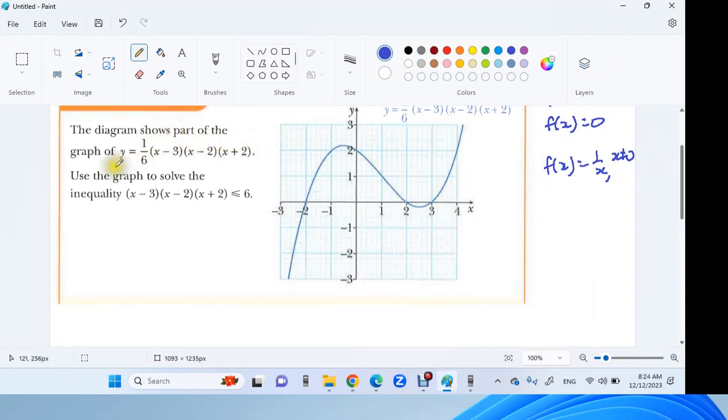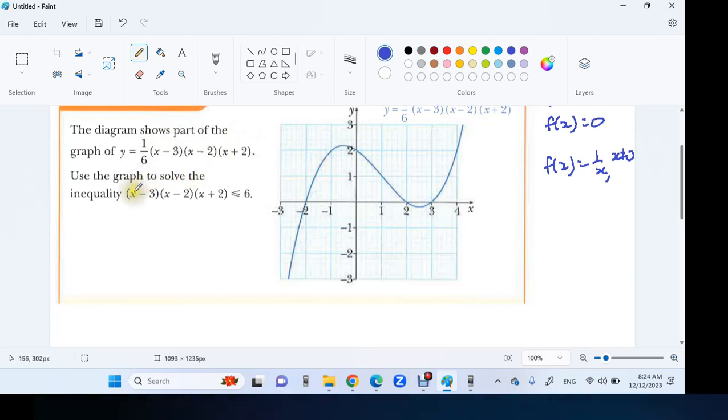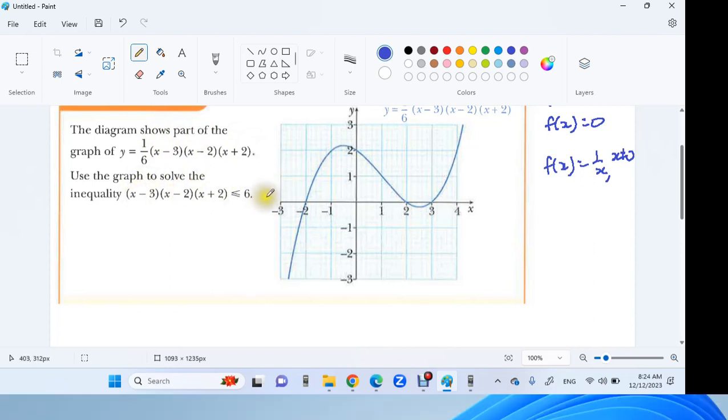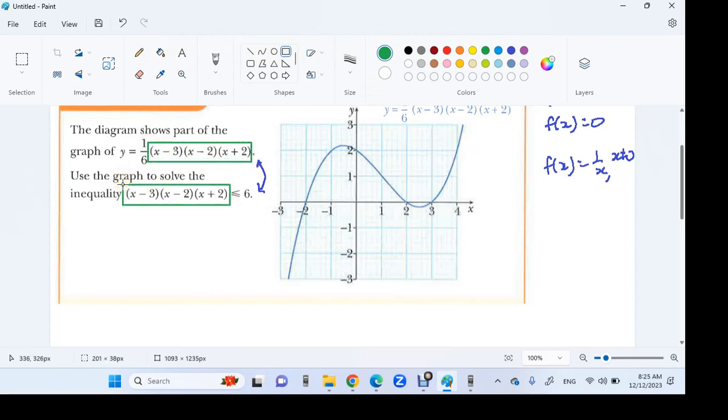So this diagram is 1 over 6 (x minus 3)(x minus 2)(x plus 2). They ask us to use the graph to solve the inequality. And they want us to use the graph provided to solve this inequality. So now we have to observe the relationship between these two inequalities. You can see that these two are the same for the bracket part.